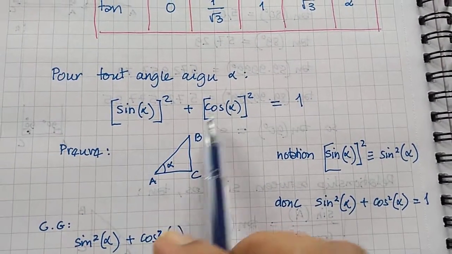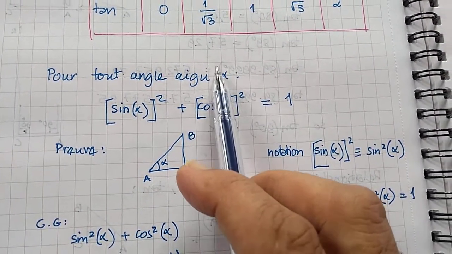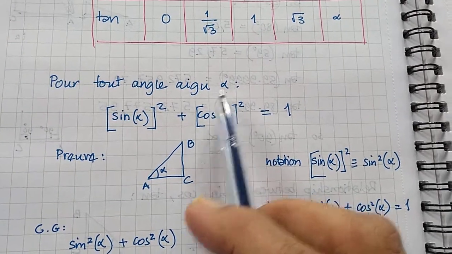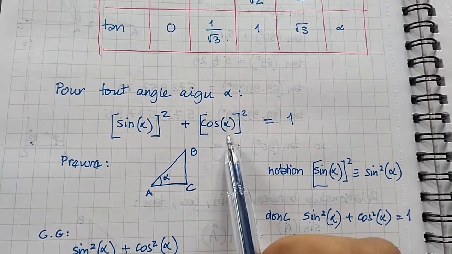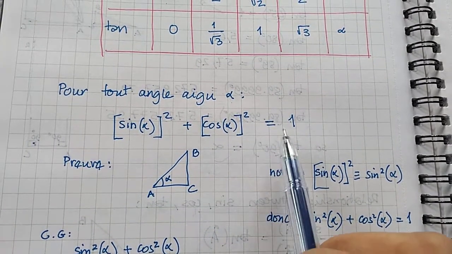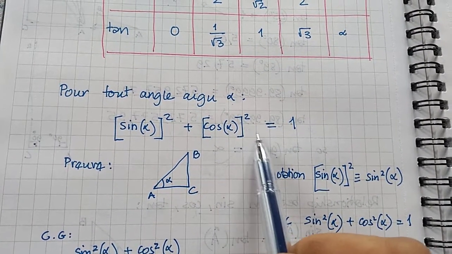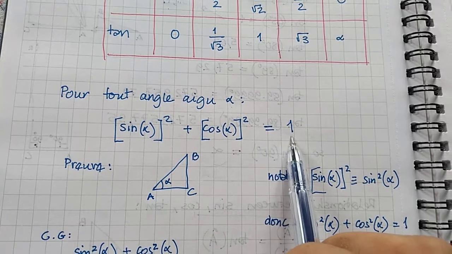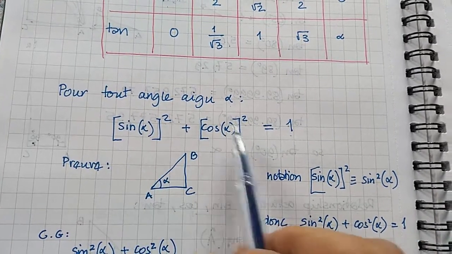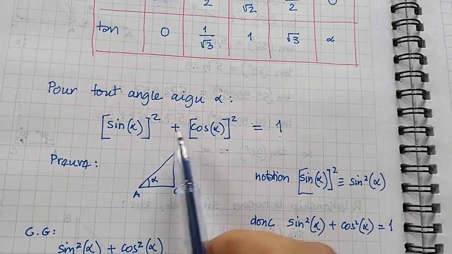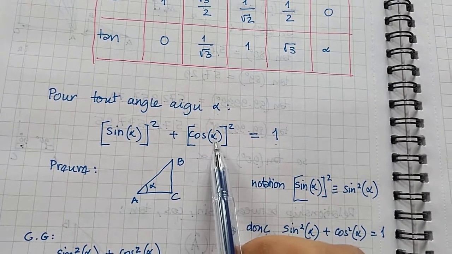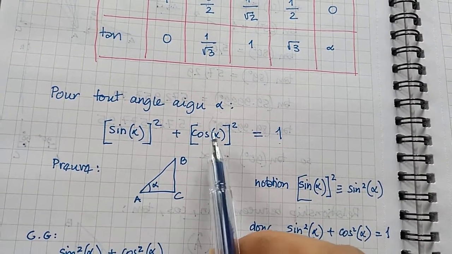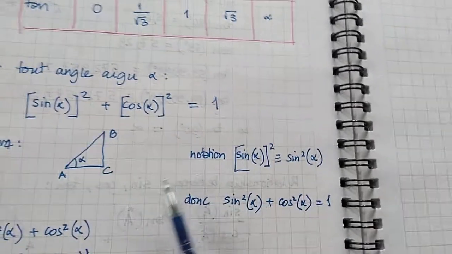So for any acute angle alpha, now I am using the Greek letter alpha for the angle, sin squared alpha plus cos squared alpha is equal to 1 for any value of alpha, whether alpha is 0 degrees, 5 degrees, 10 degrees, 90 degrees, whatever. If you take the square and take the square and add them, you will get 1.